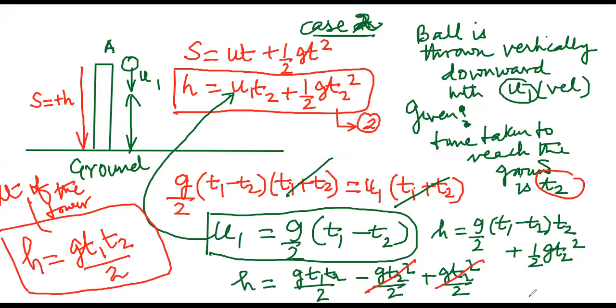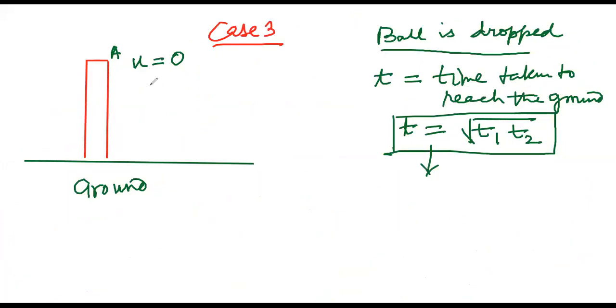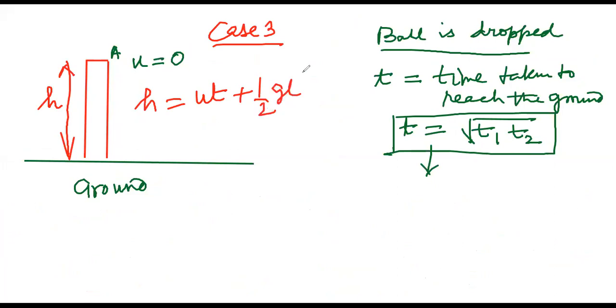What was case 3? It was told that the body or the ball was being dropped with u equal to 0 from the same height, that is, height h. That means again I will use the formula h equals ut plus half g t square. Now what is h? h is the same. We have got the value of h, so I can easily use it.